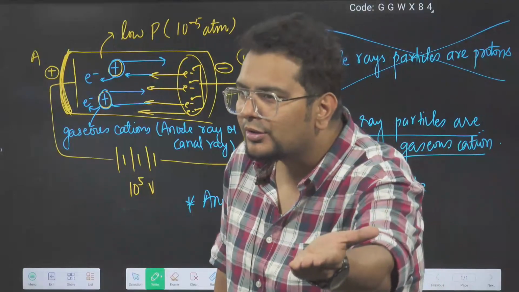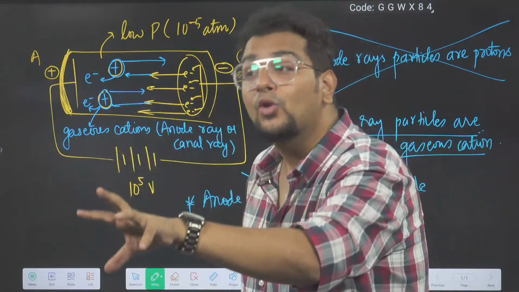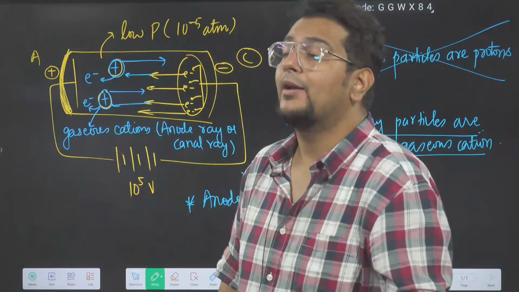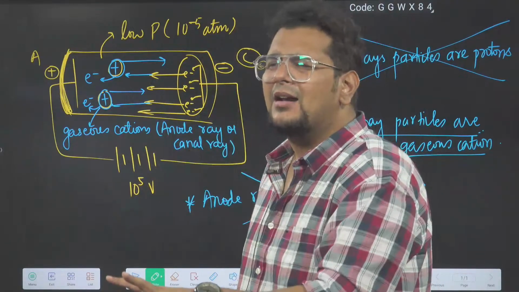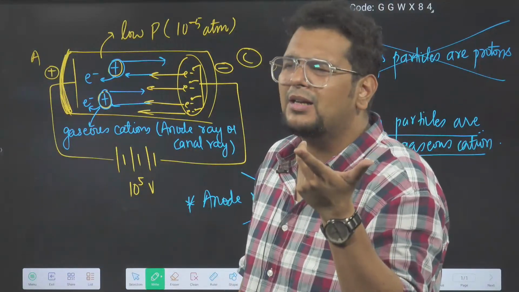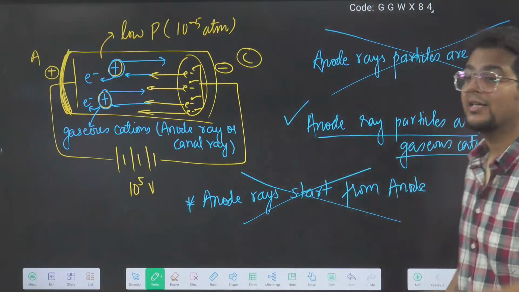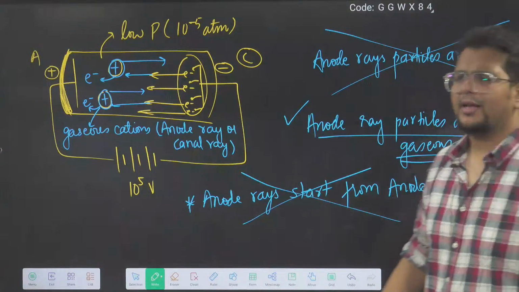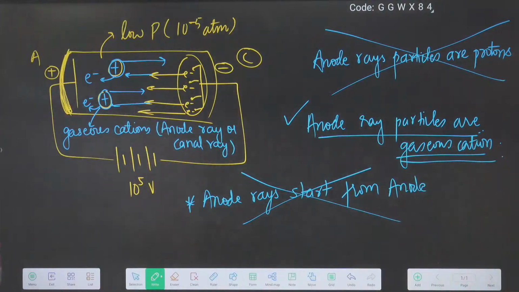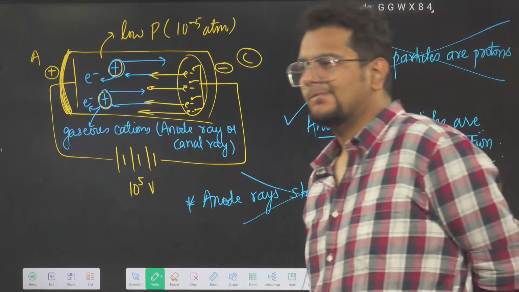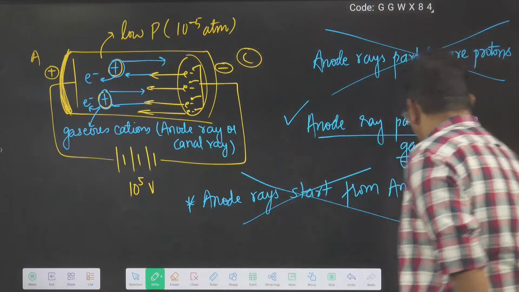Cathode rays start from cathode. Anode rays do not start from anode. Cathode ray particles are electrons. Anode ray particles are not protons. They are gaseous cations. Up to here, any problem, or shall I move on? Can I move on to the next page? Great. So let's take the example.